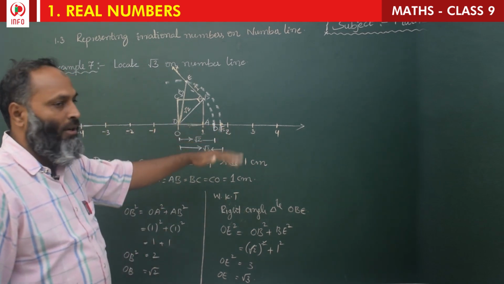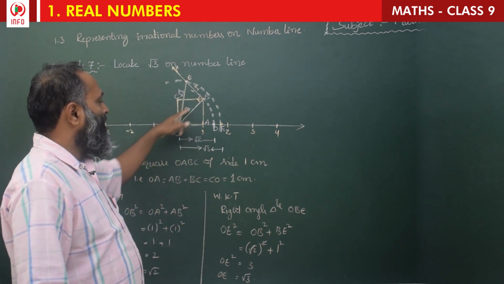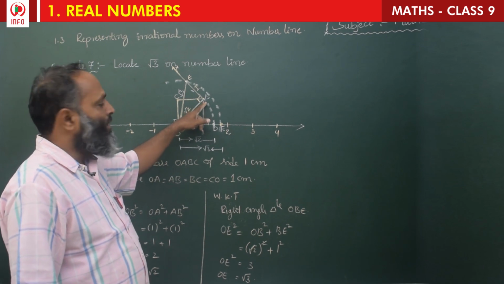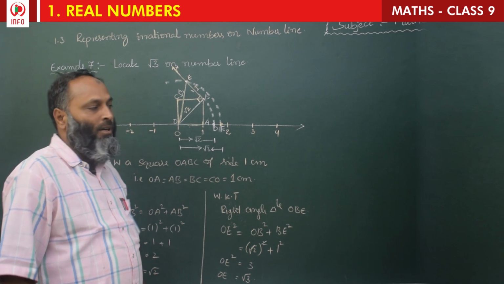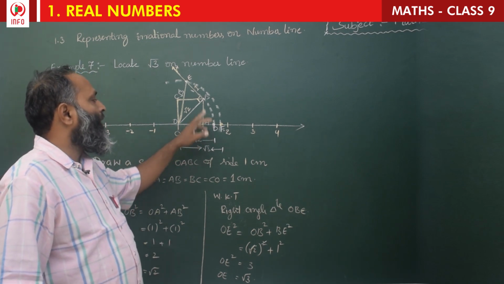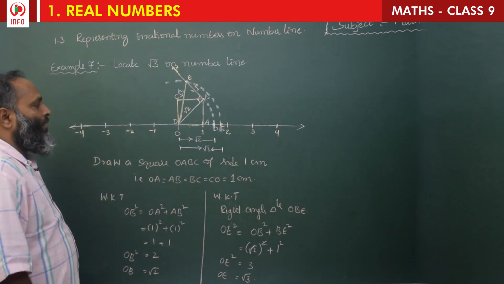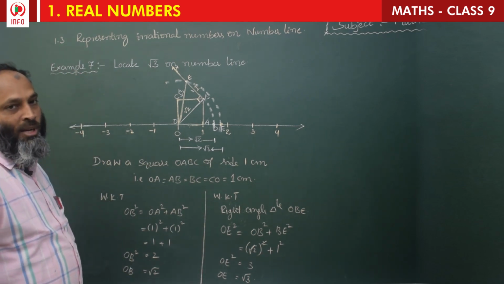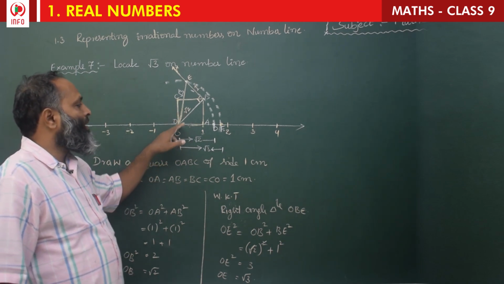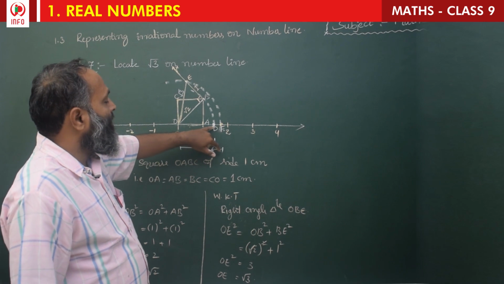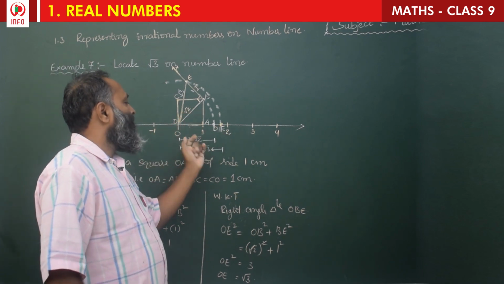First we should draw a number line and draw a square of 1 centimeter each. Now draw the diagonal OB. From triangle OAB, we know that OB square is equal to OA square plus AB square. Then you will get OB as root 2. With O as a center and OB as a radius, draw an arc which cuts the line at a point D. Then OB is equal to OD is equal to root 2.